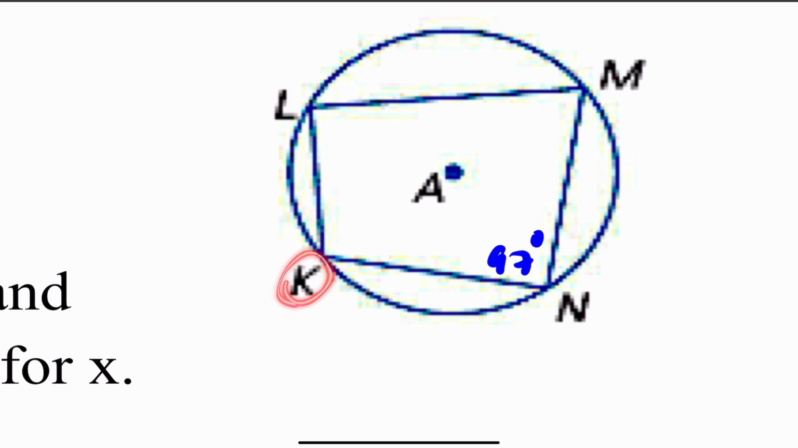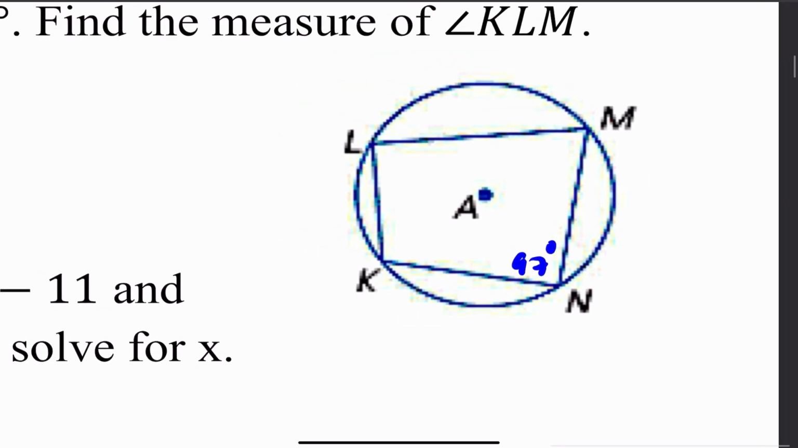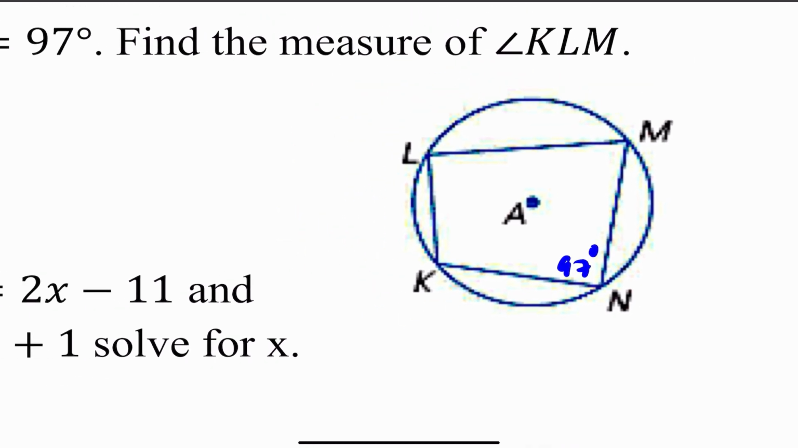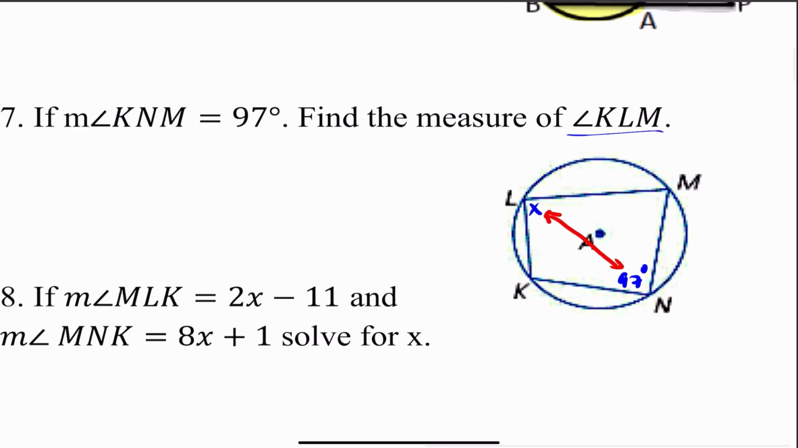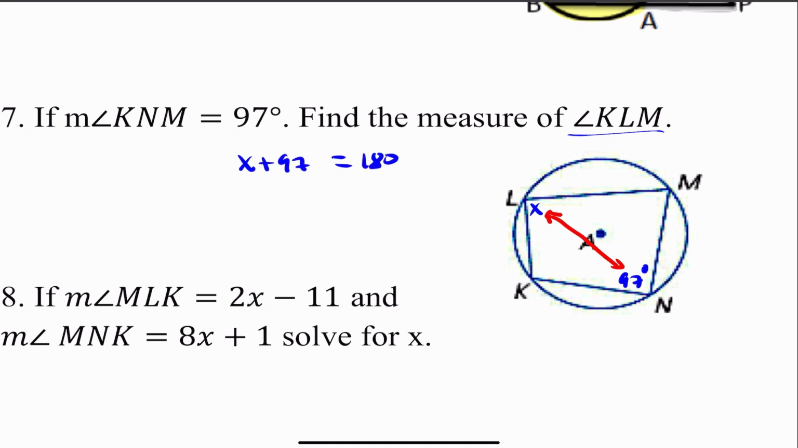Then you're going to do the same for angle K and M, but we're not given anything for those two angles, so ignore. If I'm trying to find the measure of angle KLM, we're going to call that X, because that's our unknown. So you take these two opposite angles and add them together, equal to 180 degrees. So it's X plus 97 equals 180. So your answer here is X equals 83 degrees, which is the measure of angle KLM.